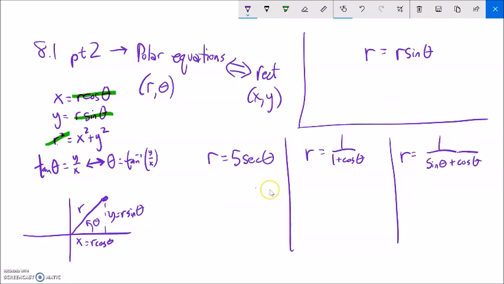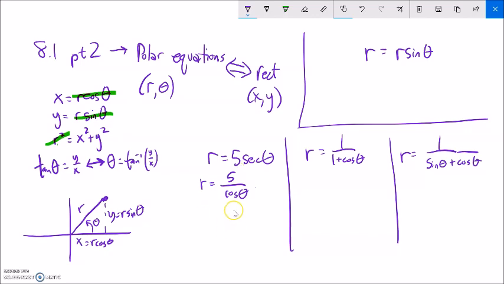So here's four more examples for us to do, and I will start right here. I have r equals 5 times secant of theta. Right off the bat, I don't have a straight secant substitution here to get into rectangular from polar. But I do know something about secant. I know that secant is the same as 1 over cosine. So now I could write this as 5 divided by cosine.